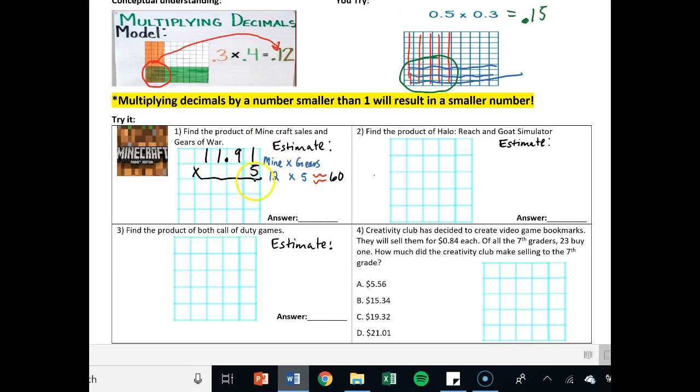Now let's multiply. So we got 5 times 1 is 5, 5 times 9 is 45, so put down a 5 and carry your 4. 5 times 1 is 5 plus 4 is 9. And then 5 times 1 is 5. So is that my answer? No, that's not my answer. I got to swoop twice, because I had 2 numbers behind the decimal here. So swoop twice. So the product of those 2 games is about 59.55 million. And I put MIL because, again, the units matter.